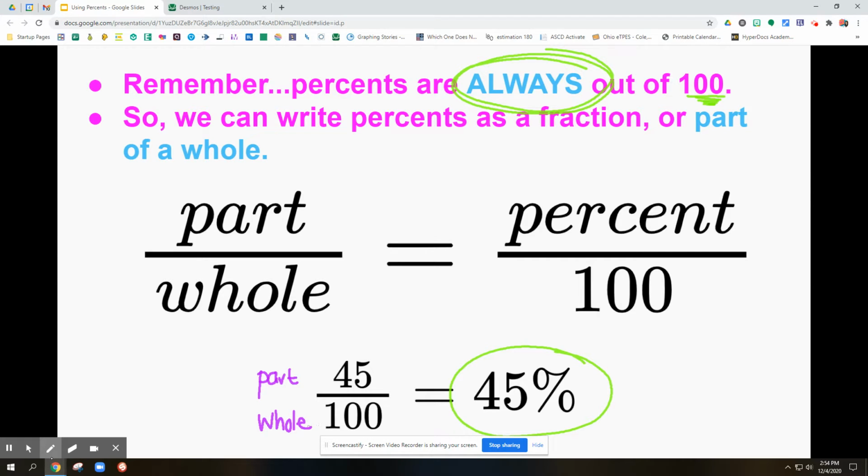So really, percents are just fractions, parts of wholes. They're just a special type where we can use this percent symbol, and we know that percents, again, are always going to be out of 100. This is an important concept to truly understand when we start using them to solve problems.